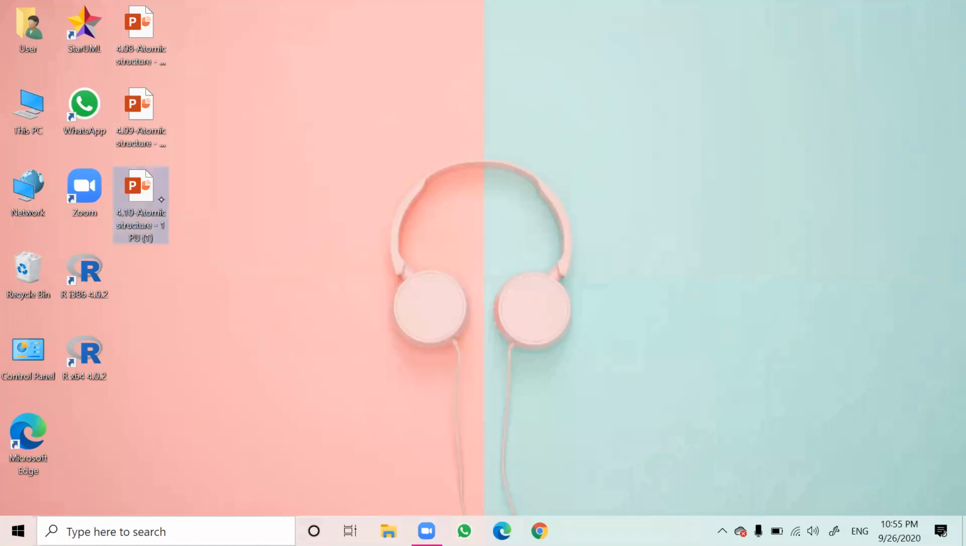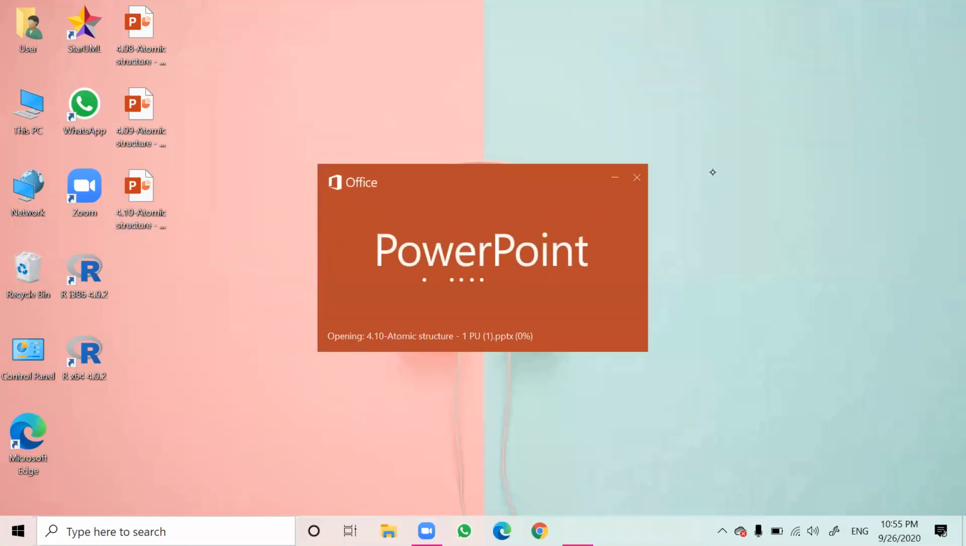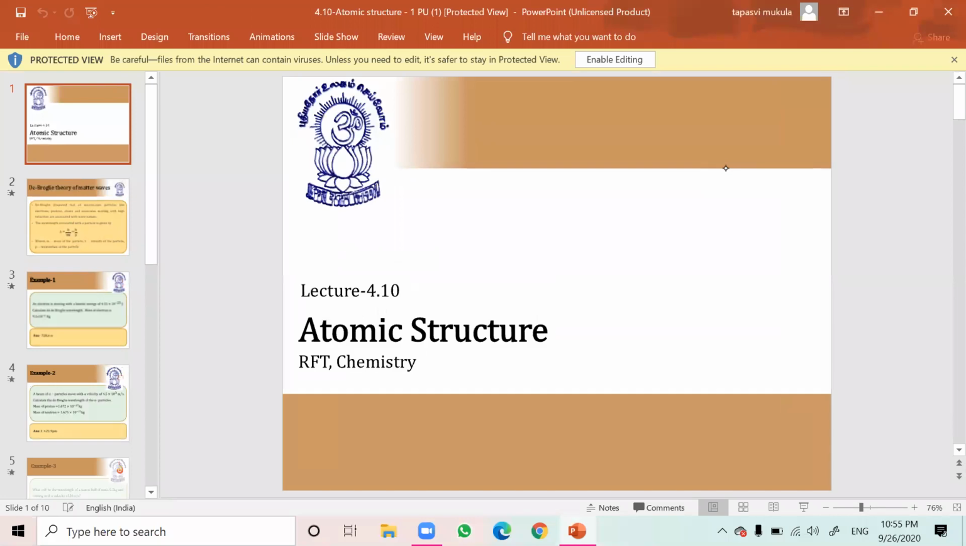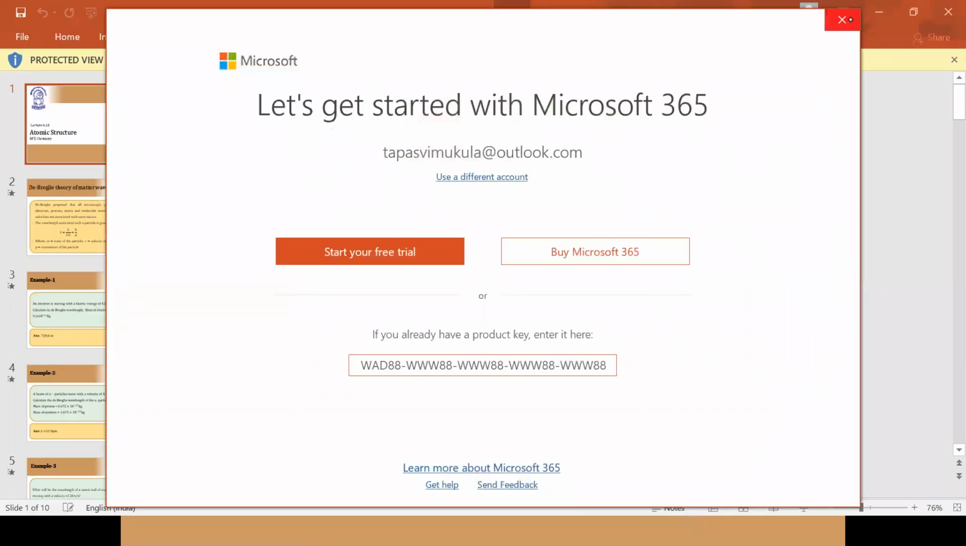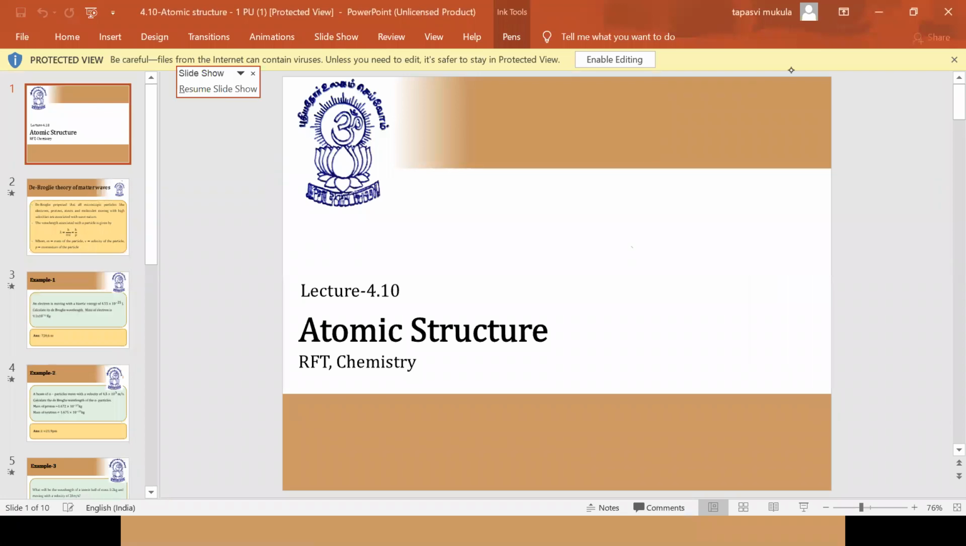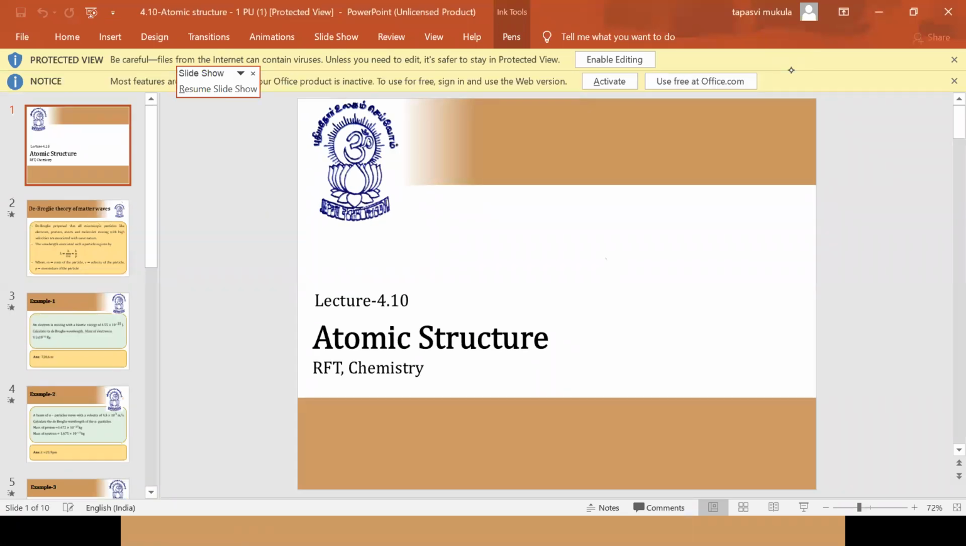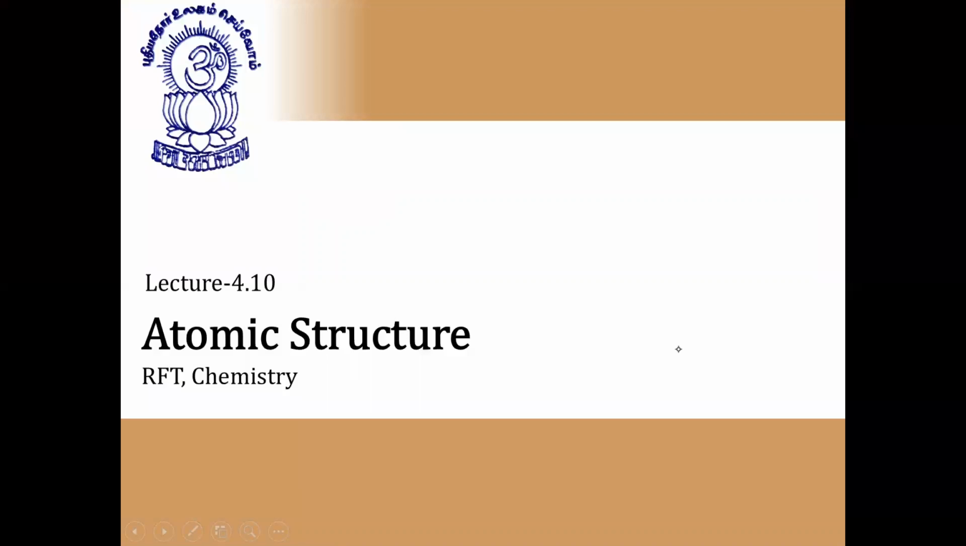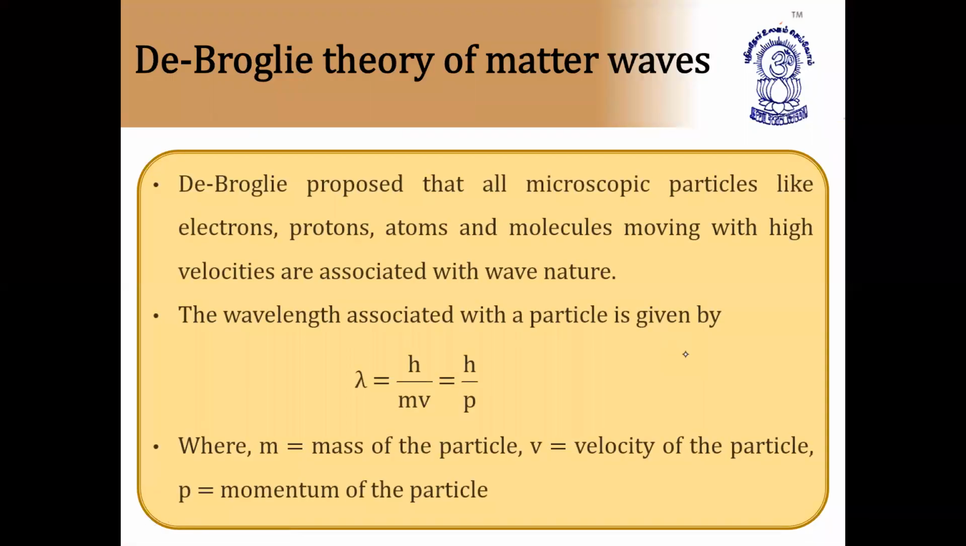Next topic. Atom structure. I hope this is clear. Photoelectric effect and Bohr's theory are clear. We'll do more and more problems based on this entire chapter at the end.